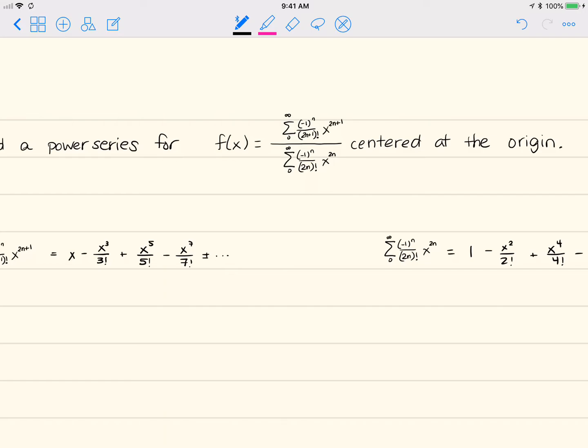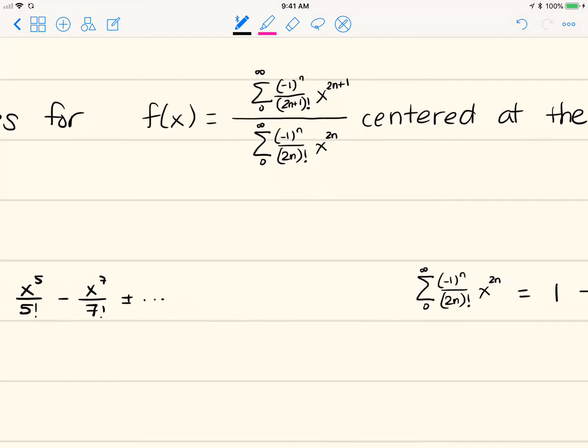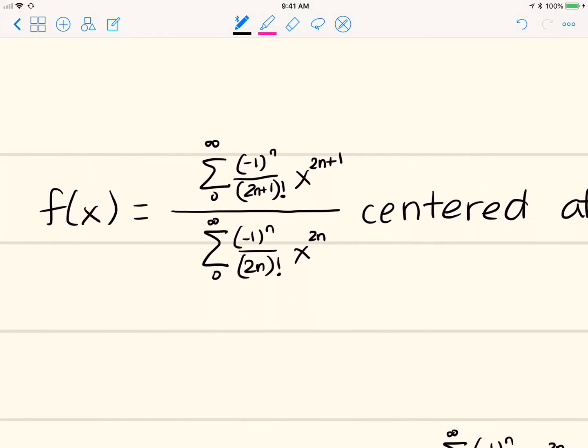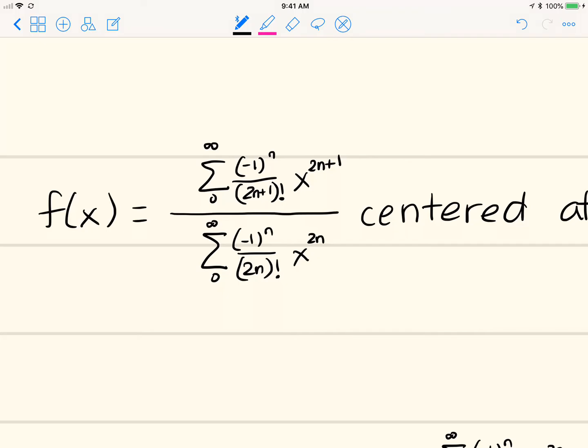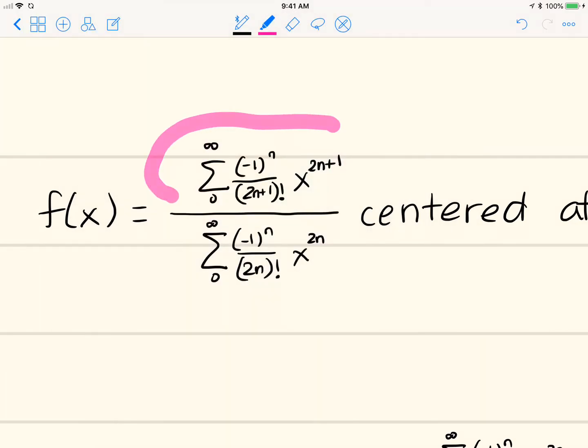Okay, so now we're in a situation where we are actually dividing two power series. The power series in the numerator, we already mentioned this last time, is actually sine of x. We're going to learn about this next week in class.